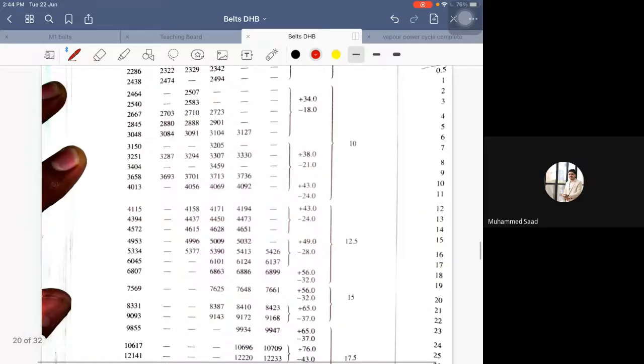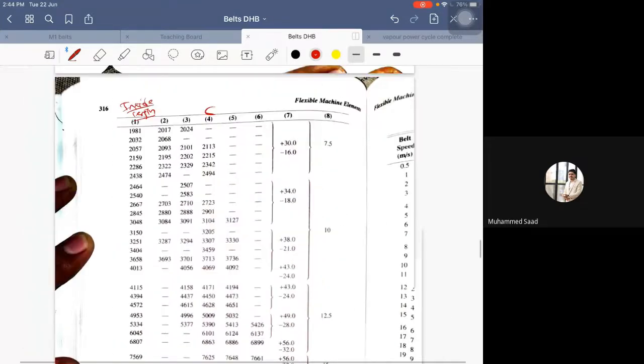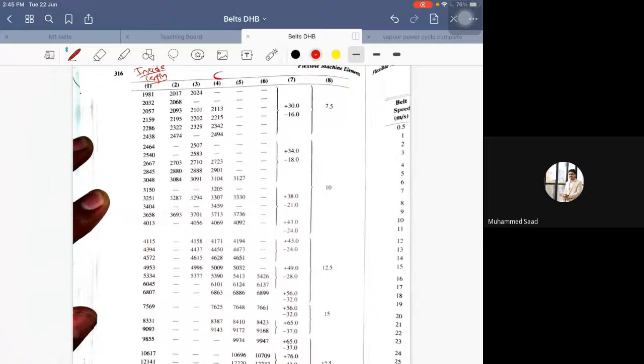Okay, I'll just zoom out. Seven six two five.